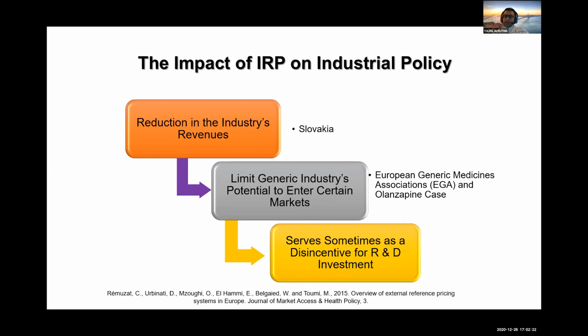The impact of international reference pricing on industrial policy: reduction in the industry's revenues. For example, in Slovakia, the European Generic Medicines Association, also known as EGA, decided to withdraw olanzapine as an example because Slovakia was a very favorable place for parallel trade. People were going to Slovakia to buy their cheap generic medications, which really limits the profits for the generic manufacturers in Europe. So it serves sometimes as a disincentive for research and development investment based on the views of the generic manufacturers.